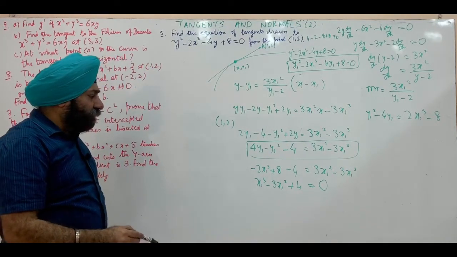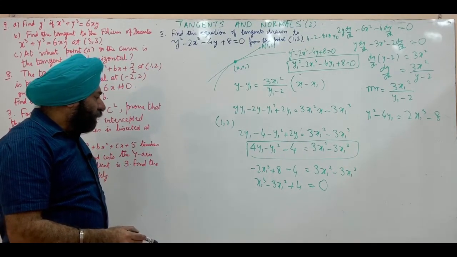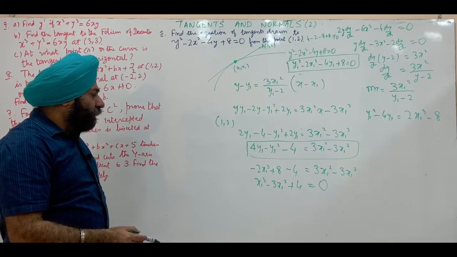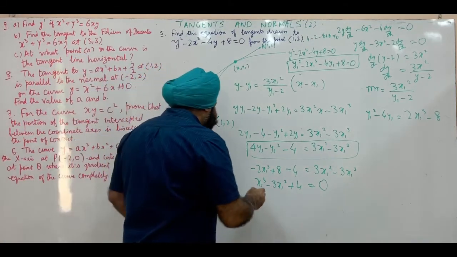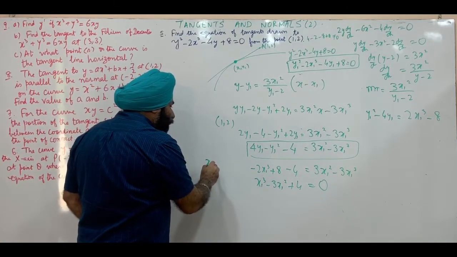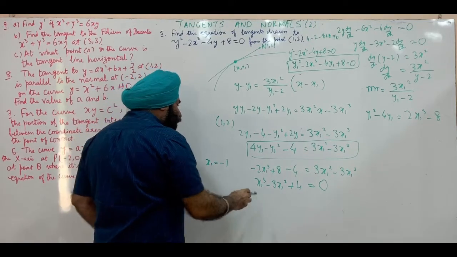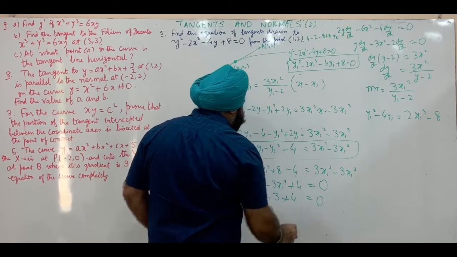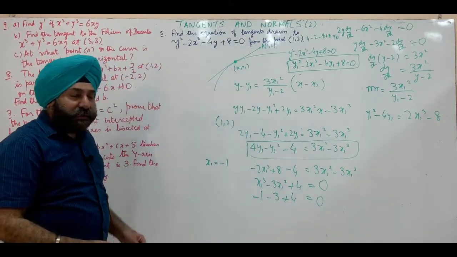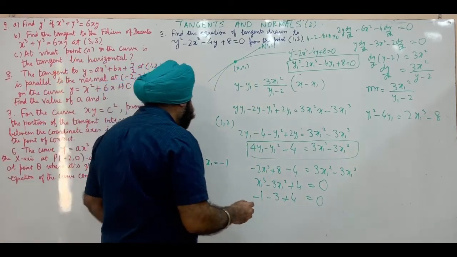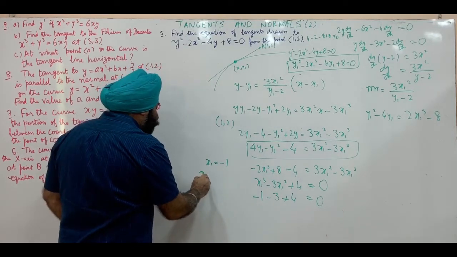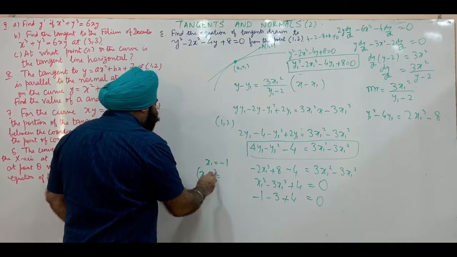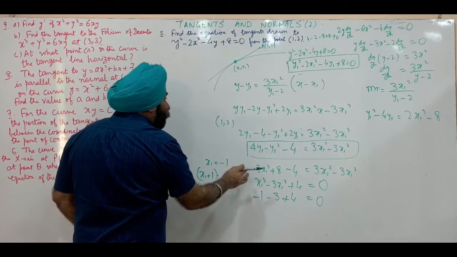This is a cubic equation in x1. So we can use a trial and error method. Let's take x1 as minus 1. This will be minus 1 minus 3 plus 4. This is 0, so this satisfies. x1 equal to minus 1 satisfies. So this means x1 plus 1 is a factor of this cubic equation.